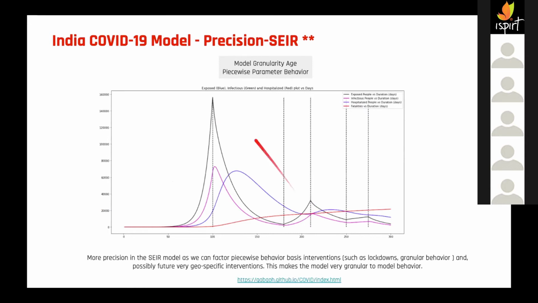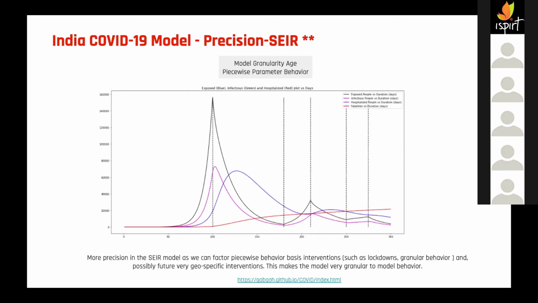Now, traditional models just said, I have one intervention, I had a value of R naught at this point. Because of this intervention, there is a reduction in the value of R naught, and hence things are improving a little bit, what people call flattening the curve.